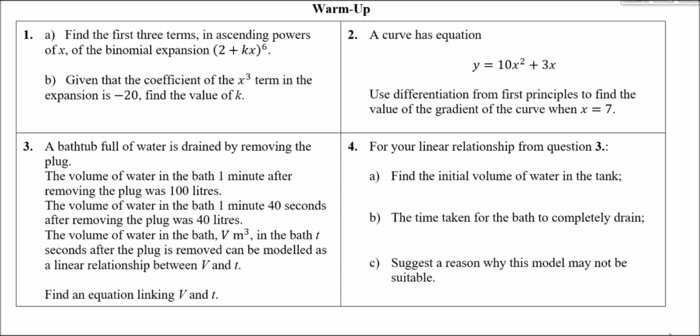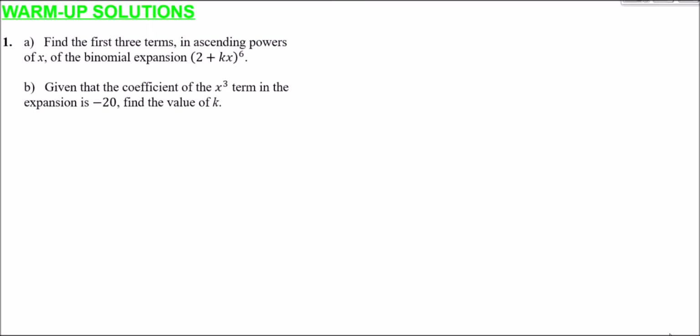Okay, so let's get going and have a look together at warm-up question 1. This is going back to year 12 binomial expansion. We're asked to find the first 3 terms in ascending powers of x, so the powers of x getting bigger, of this binomial expansion, 2 plus kx to the power 6.